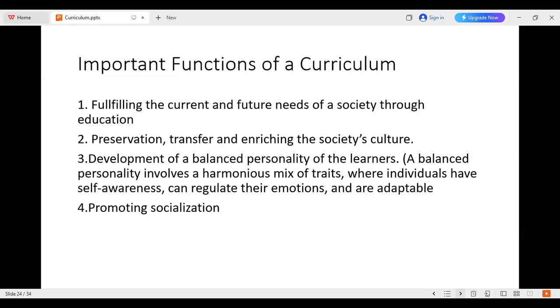Number three, development of a balanced personality of the learners. That is also a very important part. What do we mean by a balanced personality? It involves a harmonious mix of traits and qualities, where individuals have self-awareness, can regulate their emotions, and are adaptable according to the changing situation.